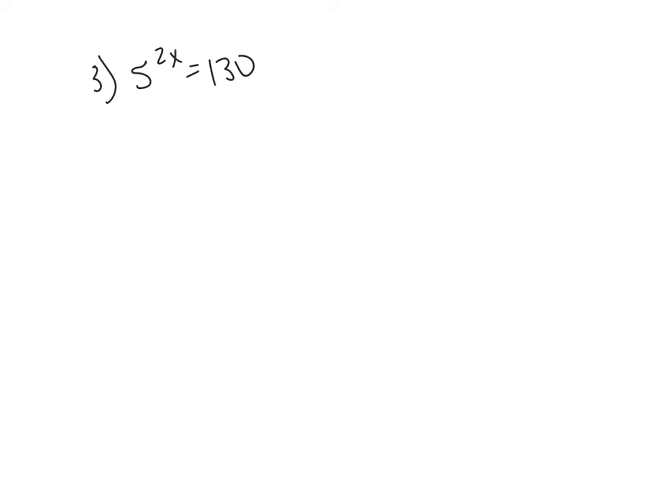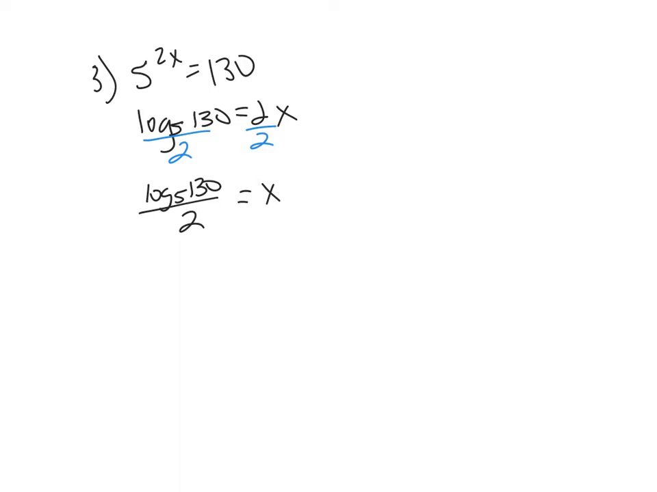So why don't we try rewriting in log form? If we rewrite in log form, big 5 becomes little 5, the base. The right-hand side, 130, is going to equal the exponent. So log base 5 of 130 equals 2x. So we could write it as the exact answer, divide everything by 2. We might have one answer as log base 5 of 130 divided by 2. Okay, you could see it written this way.